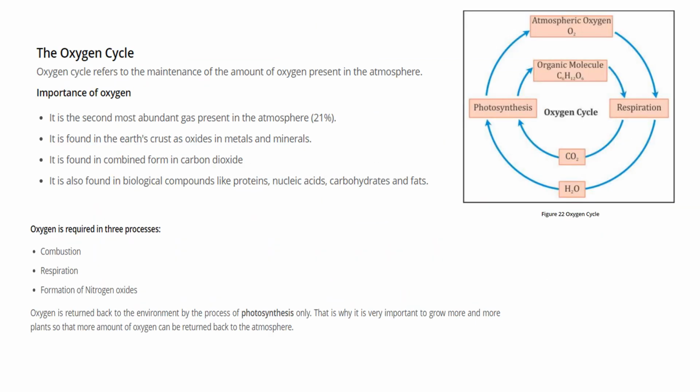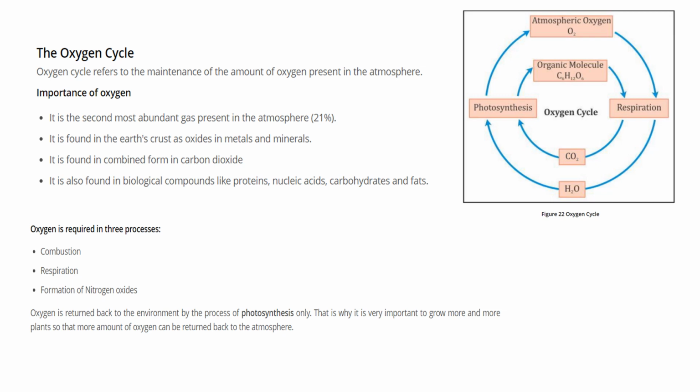The next biogeochemical cycle is the oxygen cycle. The oxygen cycle refers to the maintenance of the amount of oxygen present in the atmosphere. So to maintain the constant percentage of oxygen in the atmosphere, there are various components that it goes through, like it is converted to oxides and back down again to oxygen. So here we'll be learning about that.